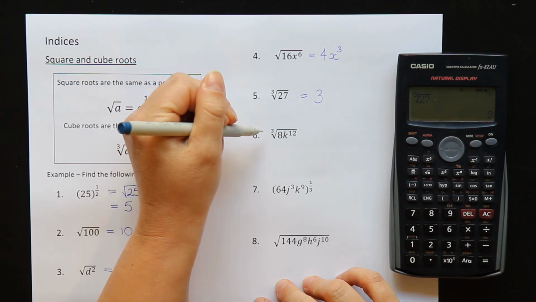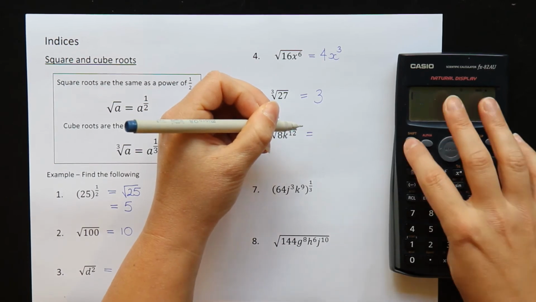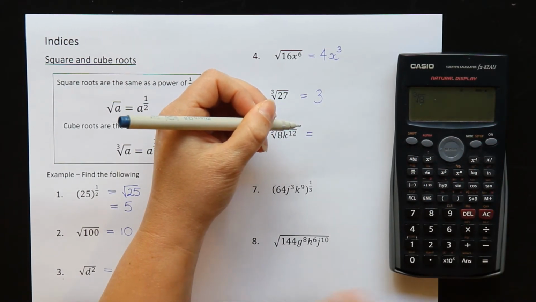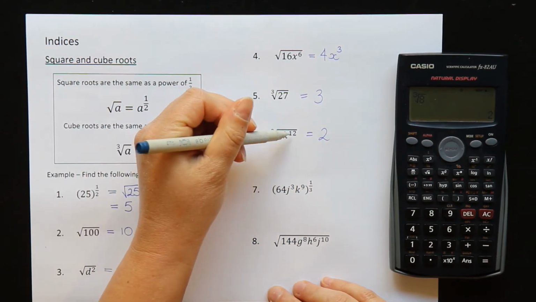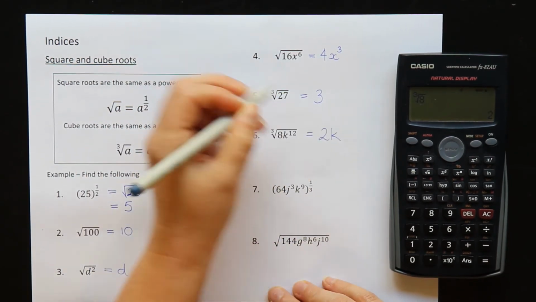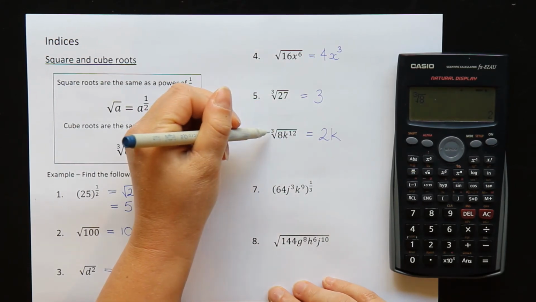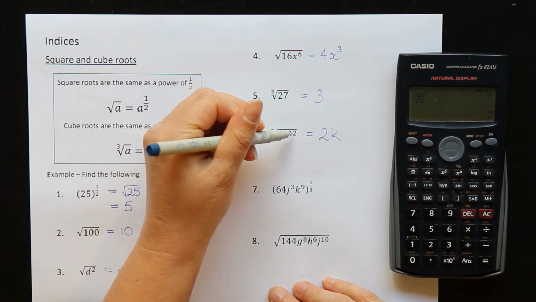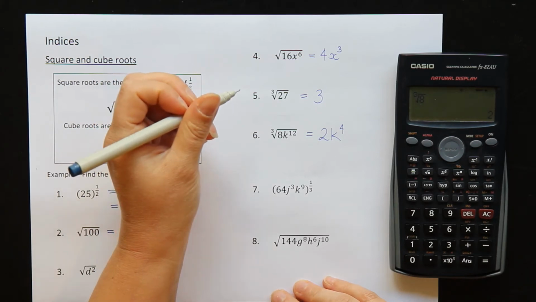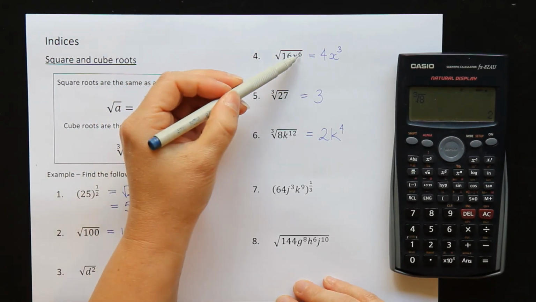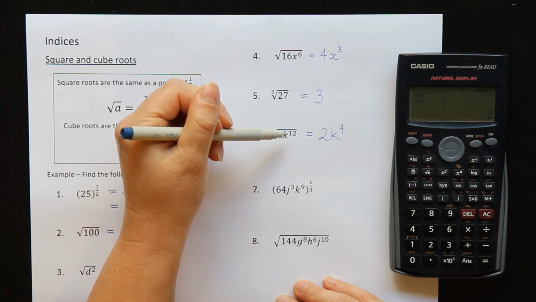Now with numbers and letters, I need to cube root the 8. So cube root of 8 is 2. Then for the pronumeral, when it is a cubed root, you have to divide the power by 3. Okay, so 12 divided by 3 is 4. So that's what you need to remember. If you're doing a square root, powers are divided by 2. If they're cubed roots, powers are divided by 3.